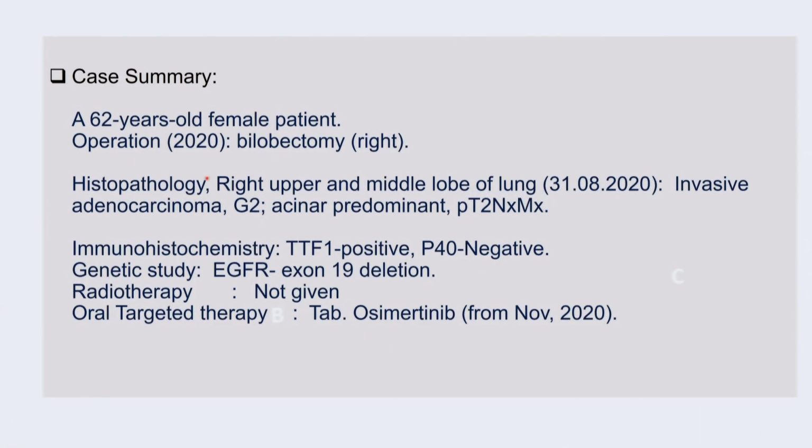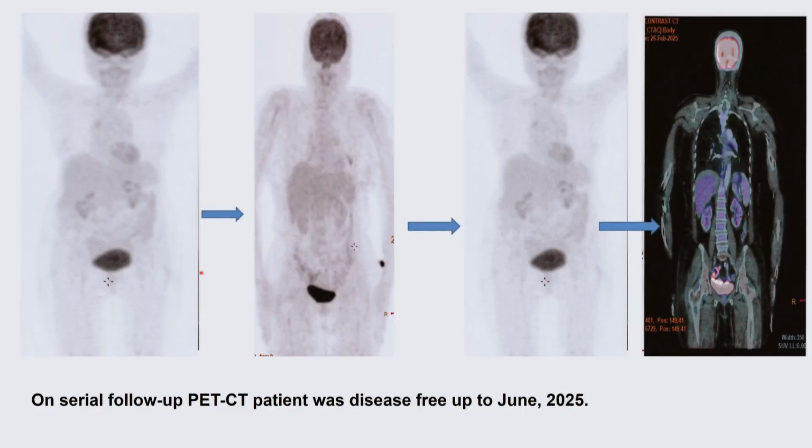Another patient, a 62-year-old female. This patient underwent bilobectomy in 2020, and had EGFR exon 19 deletion, and was on oral targeted therapy from November 2020. This patient underwent serial follow-up and had no distant metastasis or locoregional recurrence. And this patient was disease-free up to June 2025.